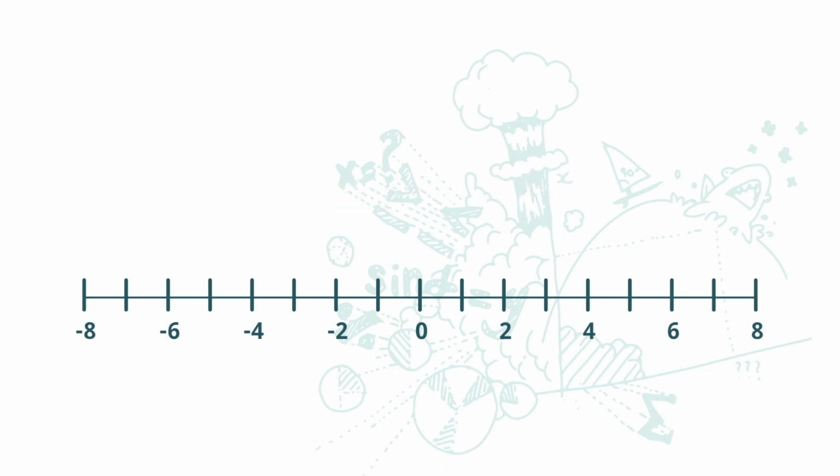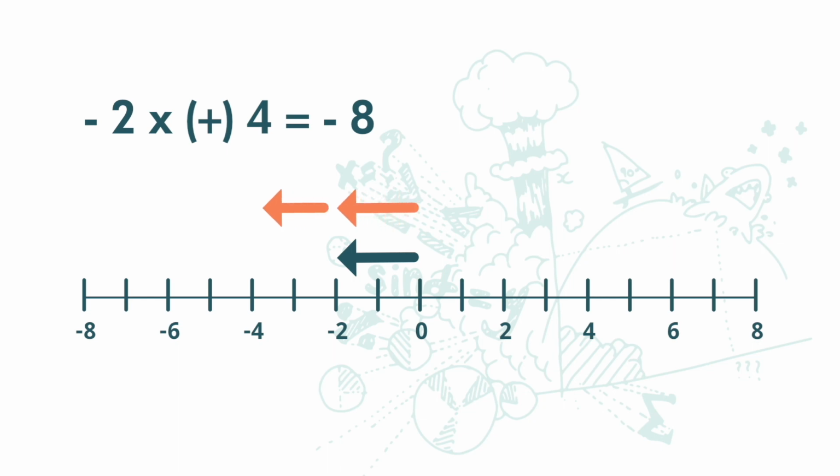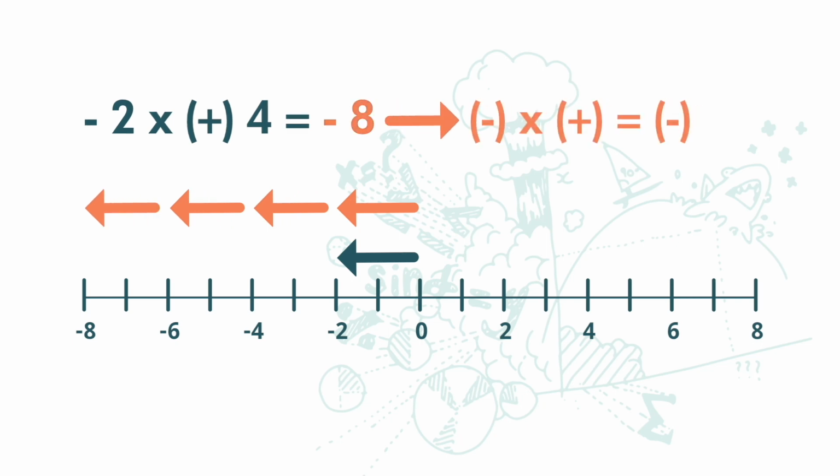Another one. -2 times +4 is equal to -8. Here the number 2 is negative, so it's directed towards the left. And then times 4. The 4 here has a positive sign, meaning we are going to keep the direction unchanged. And times 4 means adding the same number 4 times. 1, 2, 3, 4, and we get -8. Here again we see that when a negative number is multiplied by a positive number, we get a negative answer.